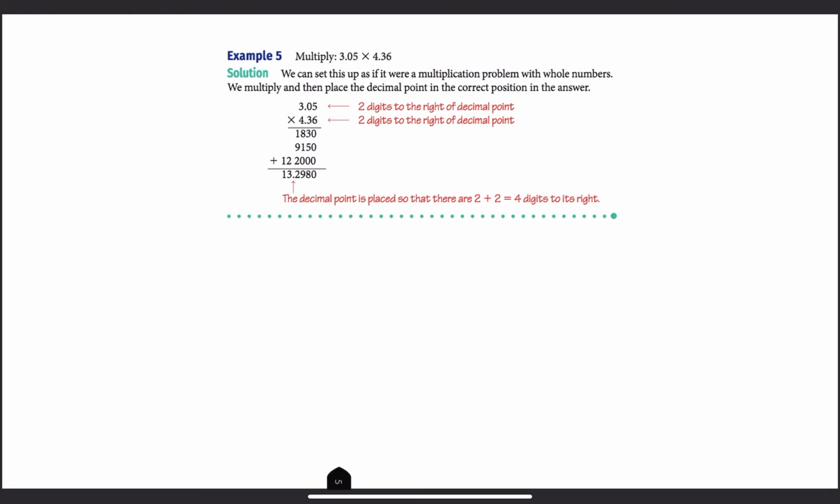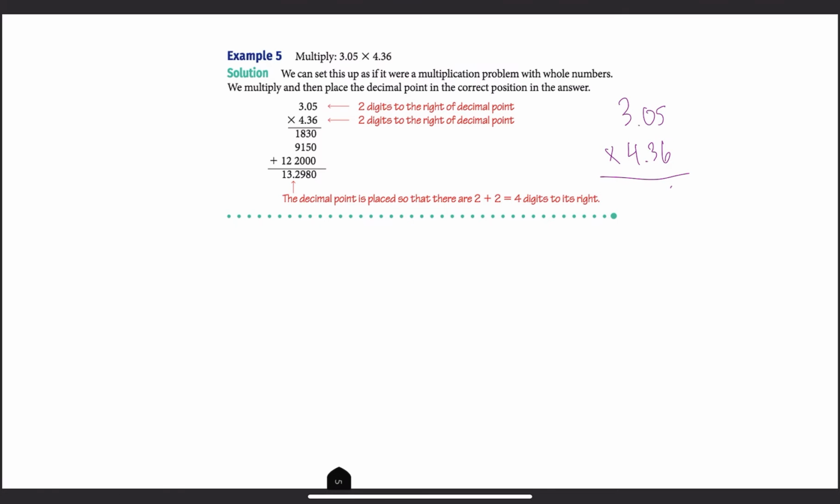All right, we'll try another one here. So we're going to multiply 3.05 times 4.36, and I already know there's 2 place values to the right of the decimal in each one of my factors, so I'm going to have a total of 4 in my product. So now I'm going to go ahead and multiply.